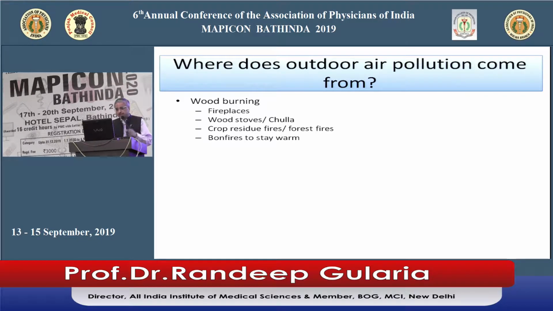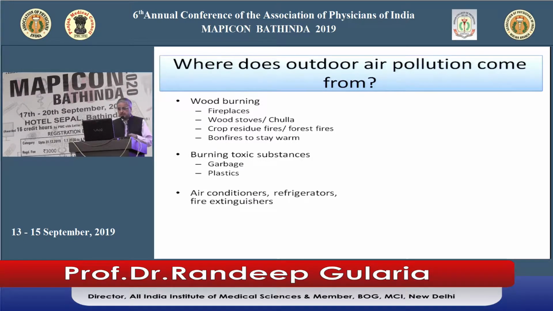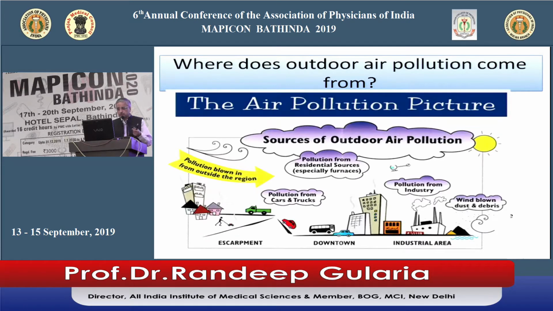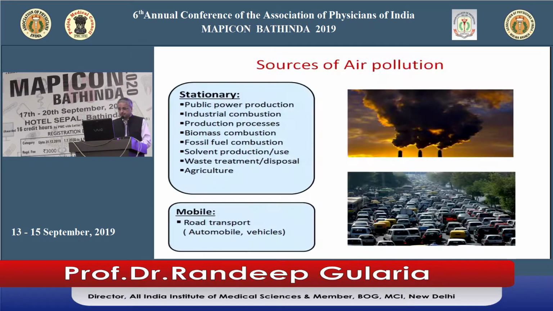It comes from wood burning, it can be fireplace, chula, crop residue, which occurs as a part of crop burning in North India and Haryana and Punjab and causes a dense area of smoke in the Indo-Gangetic belt. It can occur because of burning of toxic substances like garbage or wood which is burnt during the winter months, air conditioning, refrigerators and fire extinguishers, fossil fuel burning, cars, boats, trains, and then it can be household products. All of this can lead to what is known as the air pollution picture, where from large areas you can get a significant amount of outdoor air pollution.